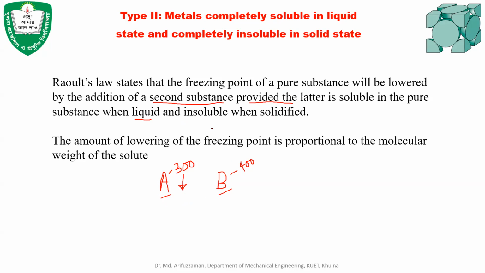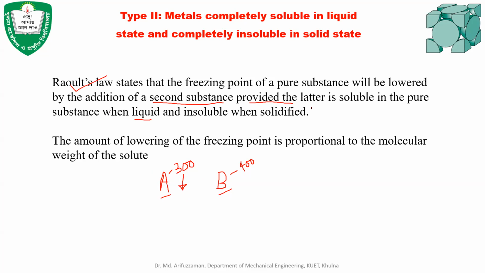Under this condition, when metal B is added to metal A, the freezing point temperature will not be the freezing point temperature of A. It will be that of the mixture of A and B. The freezing point temperature will decrease. That's what Raoult's law states. Did you understand Raoult's law?